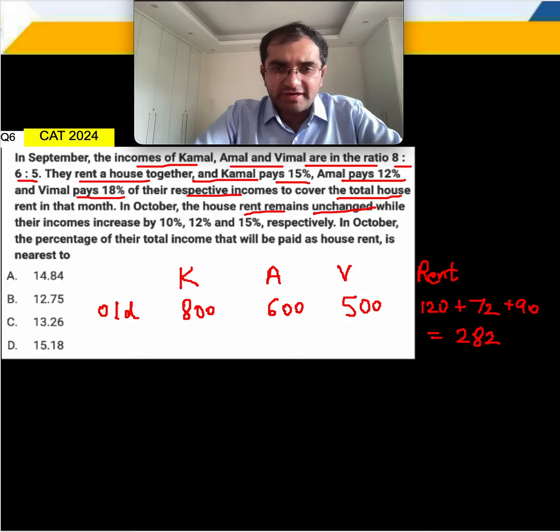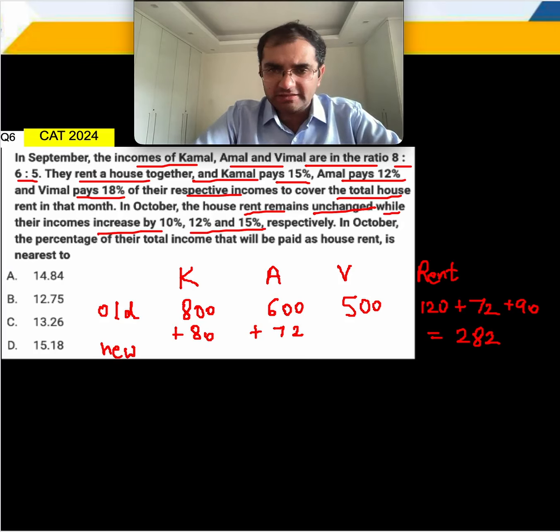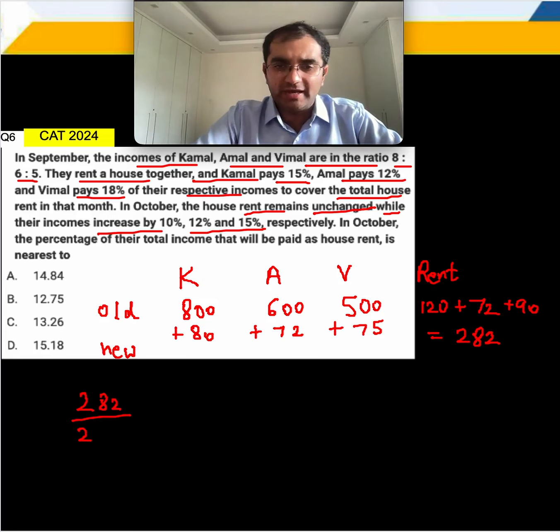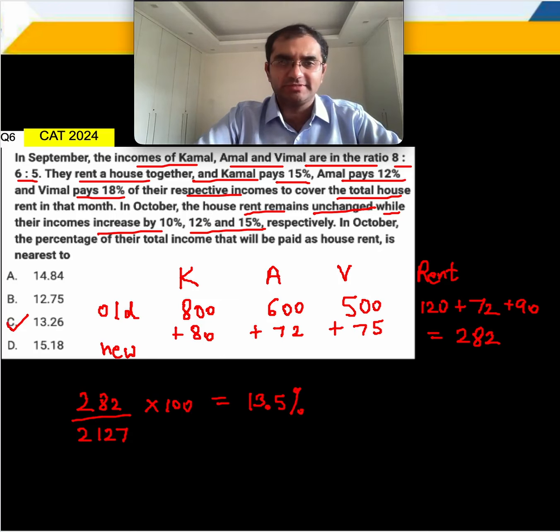Now we have rent is unchanged. Income increases by 10%, 12%, 15%. तो 10% is plus 80, 12% तो पहले ही निकाल लिया था 72, 15% is 50 plus 25 is 75. ठीक है. देन रेंट इज़ व्हाट परसेंटेज ऑफ इनकम, तो रेंट इज़ 282 एंड इनकम कितना था ये सारा ऐड कर दो. 1900 प्लस 80 प्लस 72 प्लस 75, 2127 into 100. Use a calculator, you'll get around 13.5%. Answer is C part for question number 6.